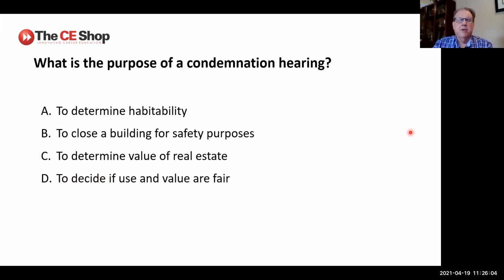And what is the purpose of a condemnation hearing? Well, condemnation is the process where the government is trying to figure out what use a property should be and if the public's interest might be better served by some other use. So to determine if usage and the value of the property are fair, that is condemnation.